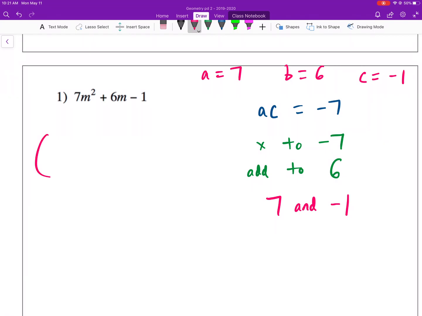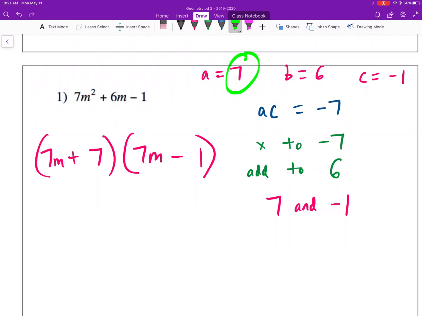So now we write two binomials, open up two sets of parentheses, and you can write these two numbers now, so it would be plus 7, positive 7, and negative 1. And instead of writing m in there like you would with the AM method, we write the value 7m in front. Now, if this value for A, the 7 value, was 2, it would be 2m in there. If it was 3, we would write 3m. If it was 5, we'd write 5m in there. So this is now 7m.